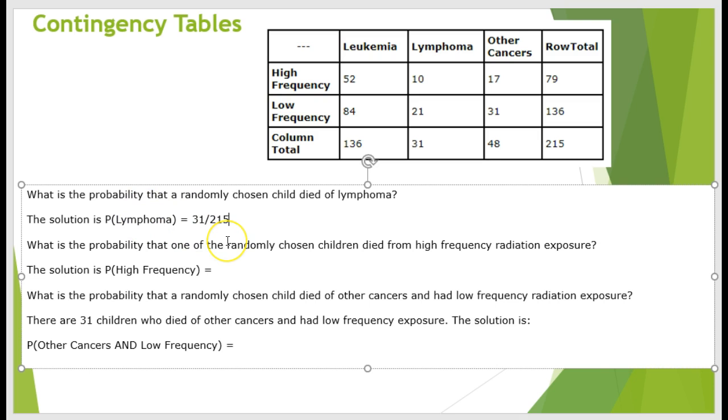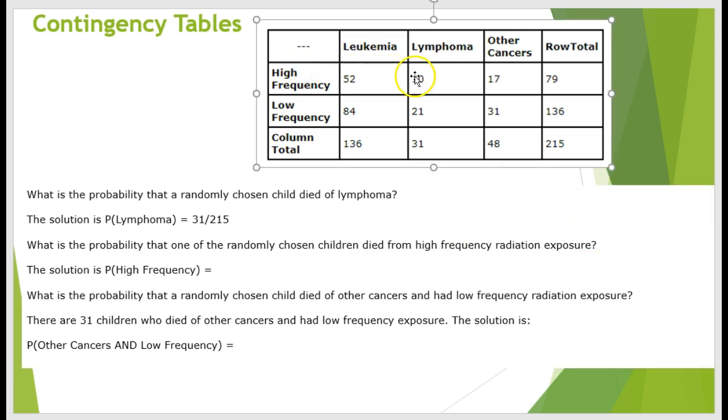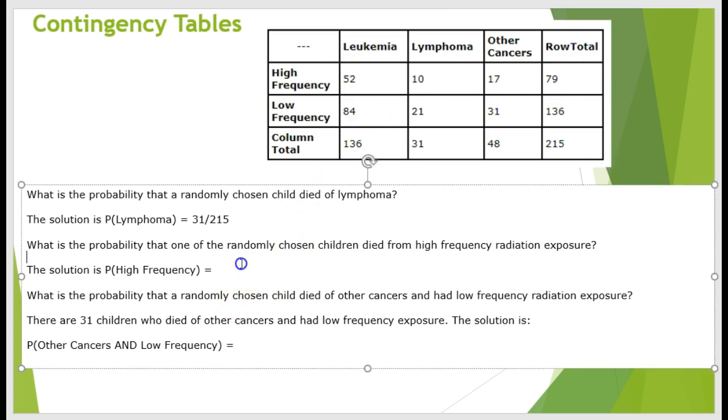Next, what is the probability that one of the randomly chosen children died from high-frequency radiation exposure? You can see we've got high-frequency radiation exposure here, a total of 79. So this would be 79 out of a total of 215.